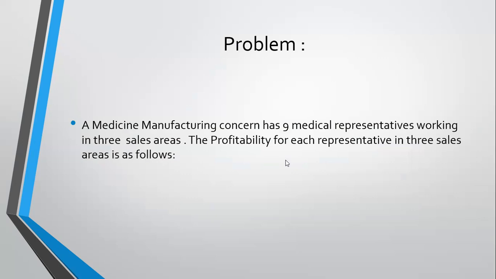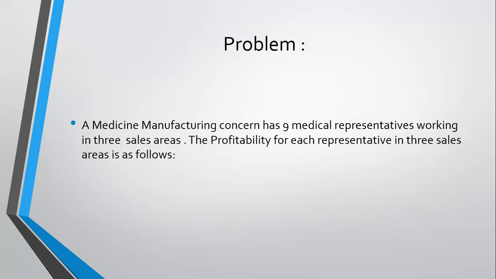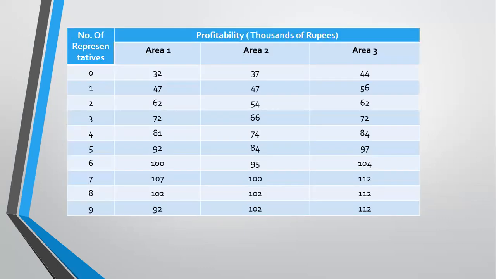So now you can see the definition. A state variable is nothing but that which specifies the condition of the decision process, and based on that, we can summarize the current state of the system. And here, from the total number of stages, we can break down the problem into small subproblems, and we can analyze each stage in detail. So these are the 2 terminologies noted in the dynamic programming model. Now we will go with the problem exercise. Much more detail follows in the next slide.